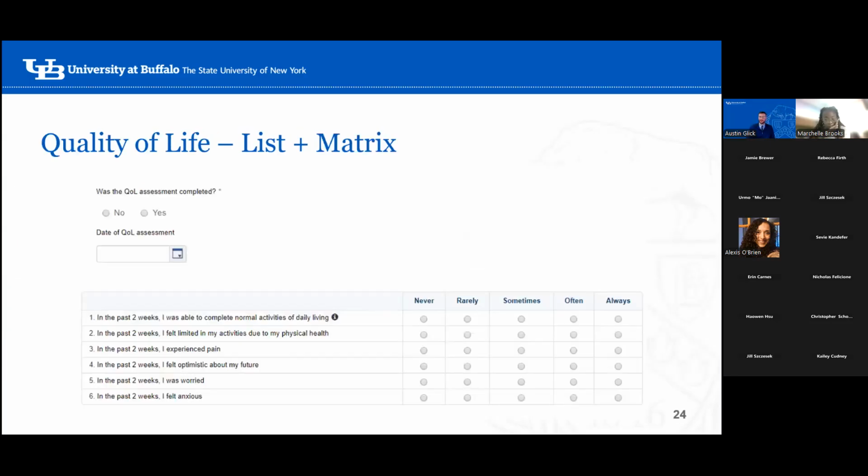So then a list and a matrix. This is a quality of life assessment. Was it completed? We have those first initial questions, and then it jumps right into the matrix form. And importantly, if you look at the asterisk, the only field that's required in the beginning of it is the yes or no field. So if they enter yes, everything else then would become required. If they enter no, then the other fields would all just disappear. They become hidden, and they wouldn't be required anymore because we don't need them to fill out the questionnaire.